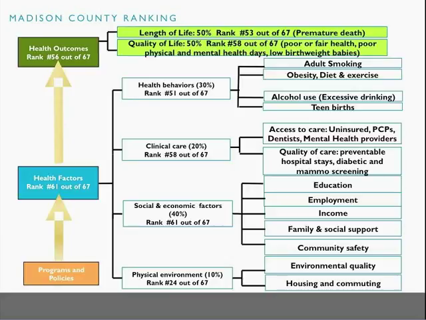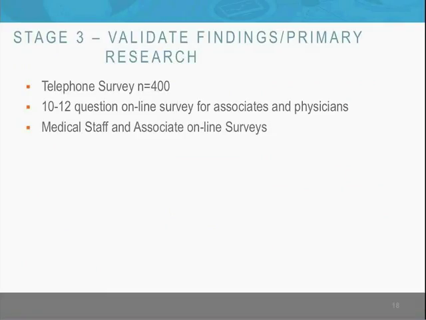So stage 3 of the Stratasan CHNA process is to receive more community input through a telephone survey. Remember, we did either focus groups or interviews in stage 2, but this is really getting more community input. We've looked at about 400 telephone surveys for the CHNAs that we've done. It varies a little by community. And we also do online surveys for hospital employees and physicians because they're also members of the community.